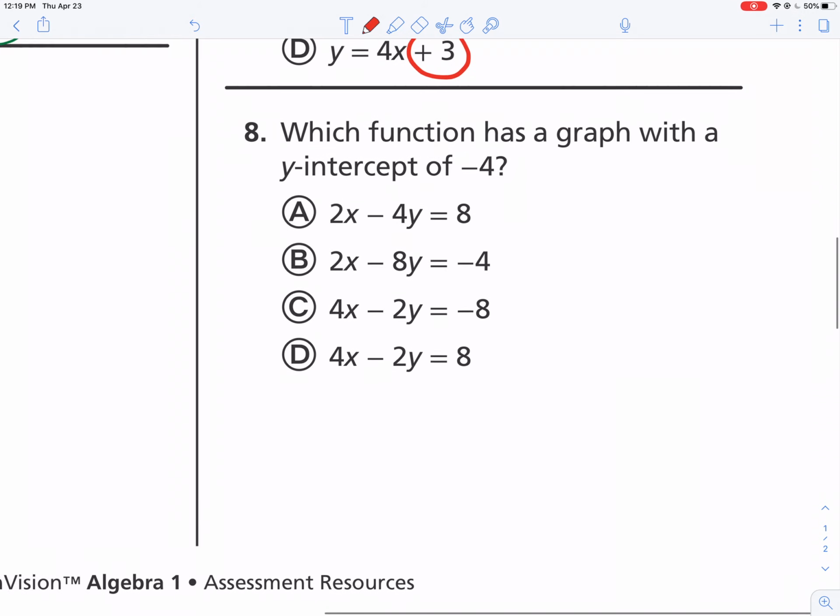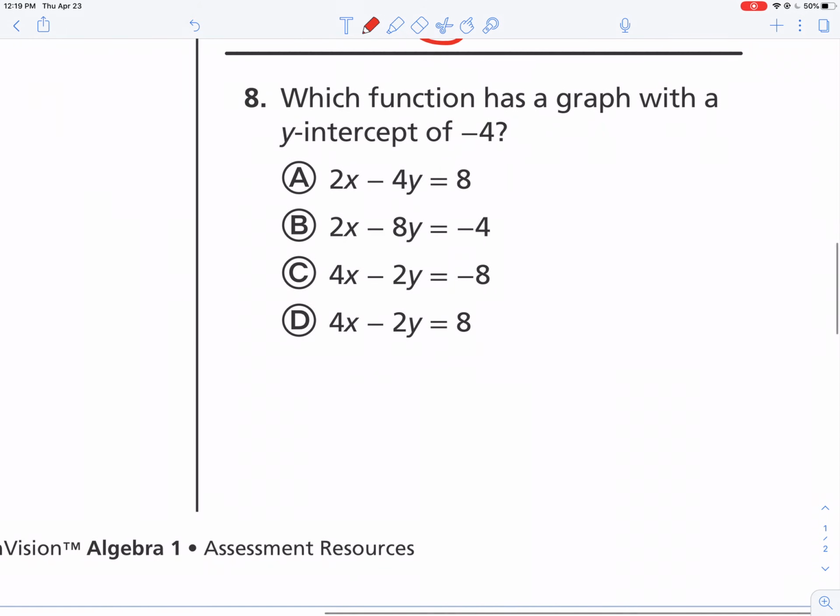Okay, jumping down to number 8, it says which function has a graph with a y-intercept of -4. If you remember, you can put them all in the y equals mx plus b format. I want this b to be -4. A good way to look at this, I'll show you with the first example, so you don't have to go through as many steps with all of them, is the coefficient with the y is going to affect that value.